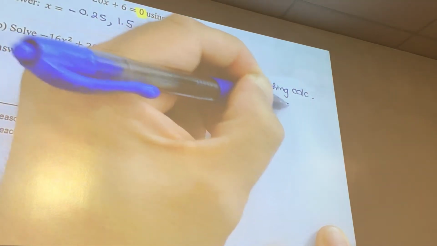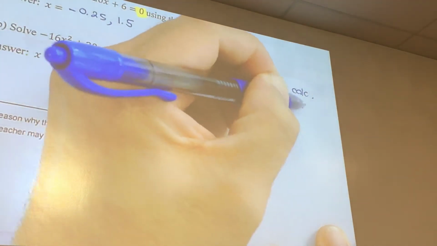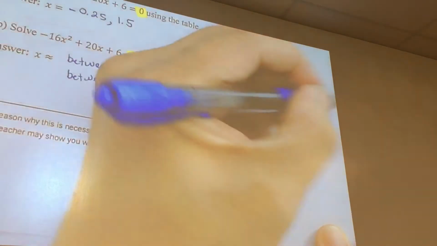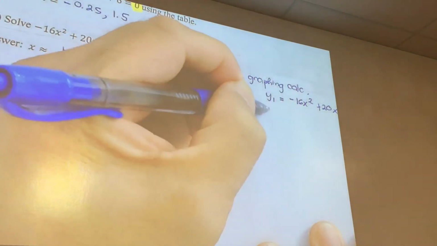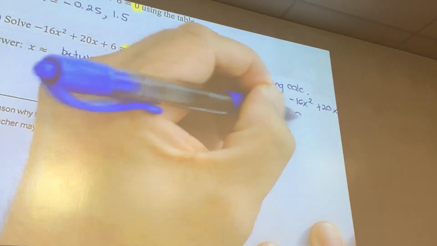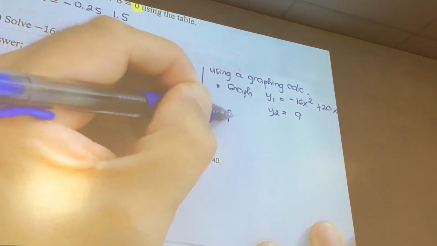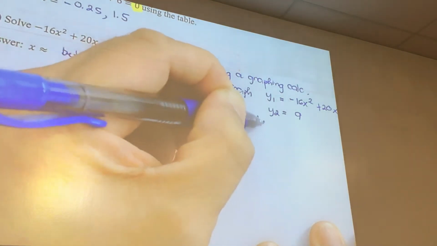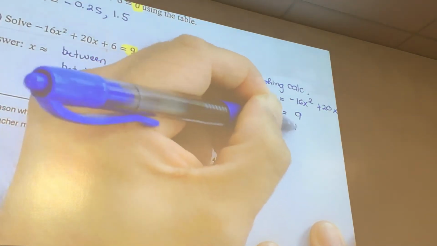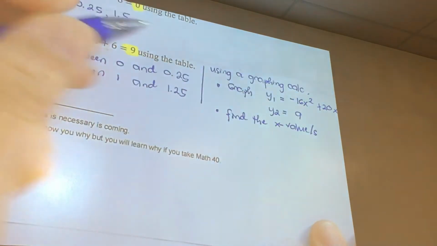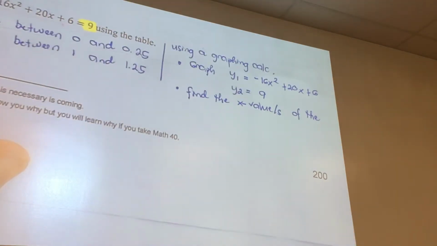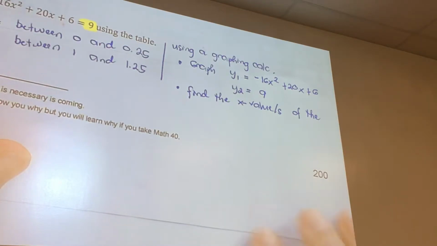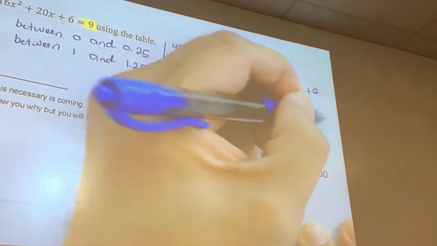I'll just say Y1 equal to negative 16x squared plus 20x plus 6. And then we will also graph Y2 to be 9. And then find the x values of the intersection. Now, this strategy doesn't change even with unit 1 and unit 2. It's always going to be the same: the intersection.